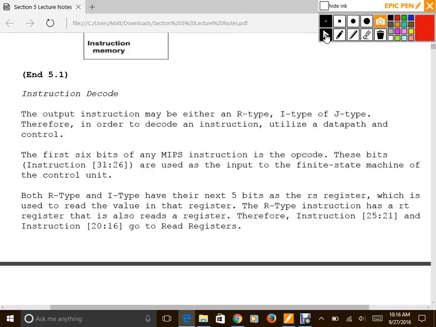So the first thing we're going to do is send the first 6 bits, the 6 most significant bits, 31 through 26, to our controller. And that controller is going to determine our control signals that will control everything through the rest of the datapath. 25 through 21 is going to be RS in the case of R-type and I-type instructions, right? And then J-type, we'll deal with that in a bit. The next field can either be RT, which is going to be a source register in R-type, or a destination register in an I-type instruction, correct?